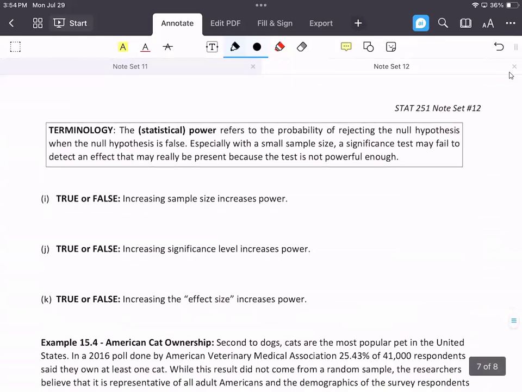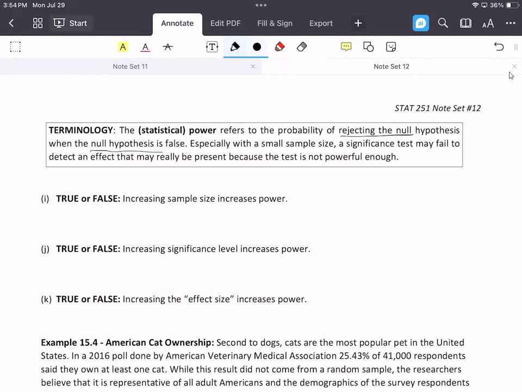This leads us to talking about statistical power of a test. Statistical power is a good thing. It refers to the probability of rejecting the null when the null is false. That's what we want to happen. With a small sample size, a significance test may fail to detect an effect that may really be present because the test isn't powerful enough to get it right. So power is that probability of correctly rejecting a false null.